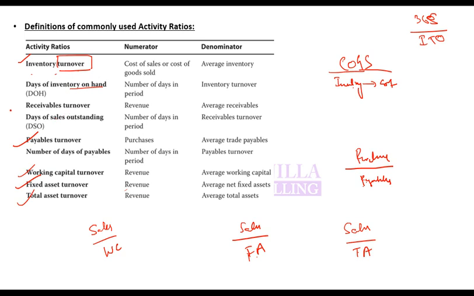Similarly, if you divide number of days by receivables turnover, that will give you days sales outstanding, that is, how many days it takes you to recover your receivables. And similarly, if you divide number of days by payables turnover, that will tell you number of days of payables.